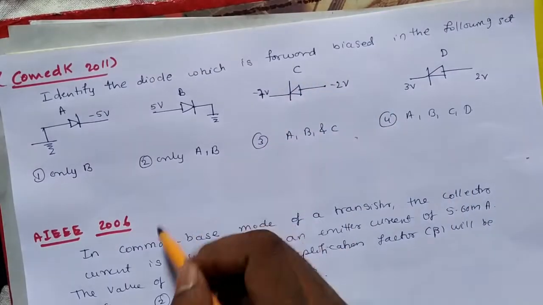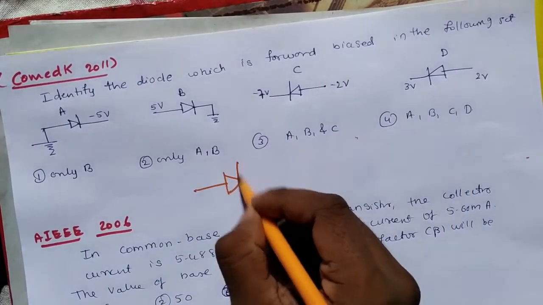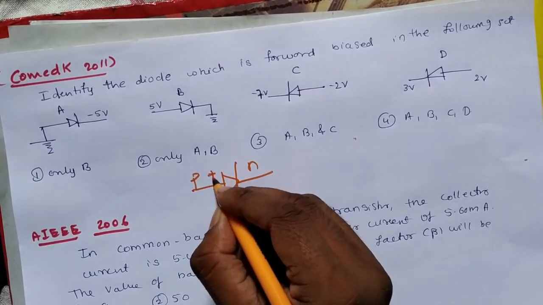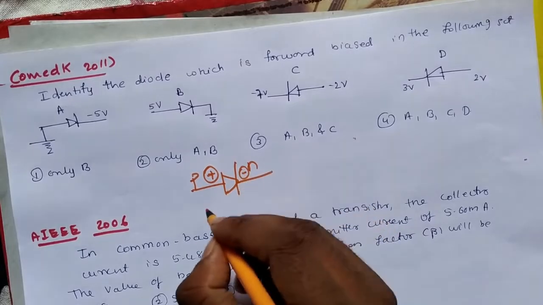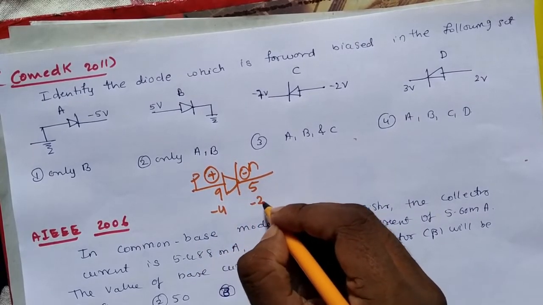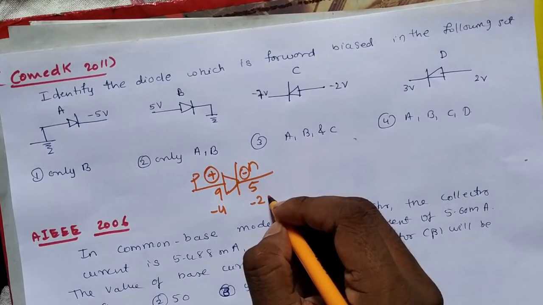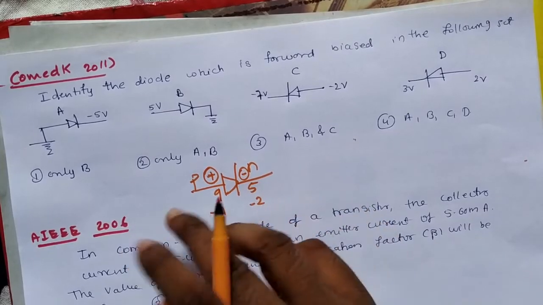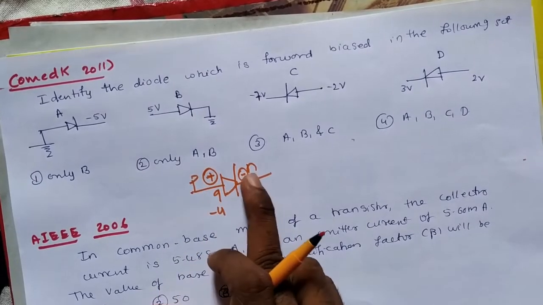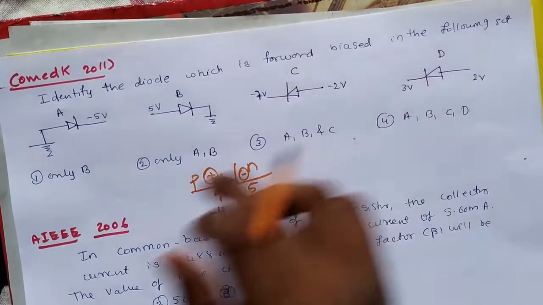Identify the diode in which forward bias. See, forward bias means what? Forward bias means current should move from P to N, and P's voltage should be greater than N's voltage. If it is 9, it has to be 5. If it is minus 4, it has to be minus 2. Voltage should be maximum on the P side, and it should be minimum on the N side. Okay, identify the forward bias.